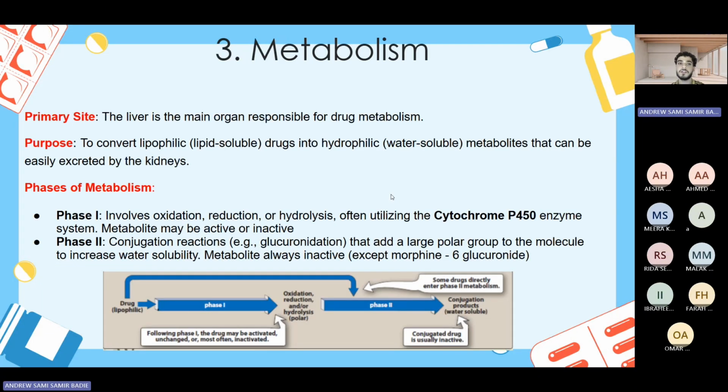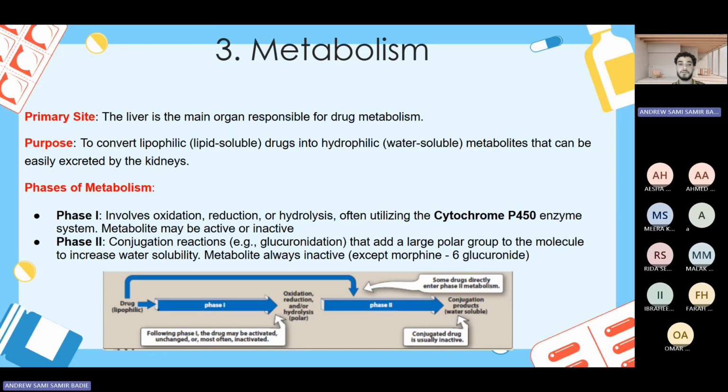Now, onto the third concept, metabolism. Most drugs are metabolized inside the liver, and its main purpose is to convert lipid-soluble drugs into water-soluble metabolites that are easily excreted by the kidneys. Before, for absorption and distribution, we wanted the drugs to be more lipid-soluble. But when it comes to excretion, we want them to become water-soluble, so it's easier for the kidneys.